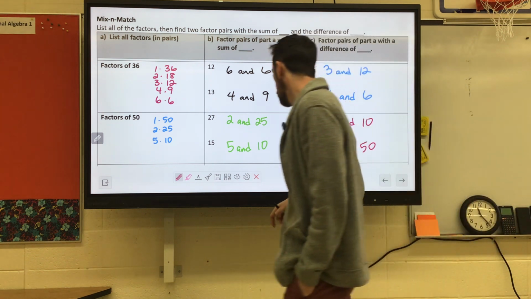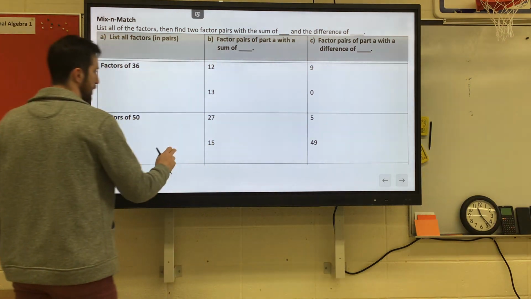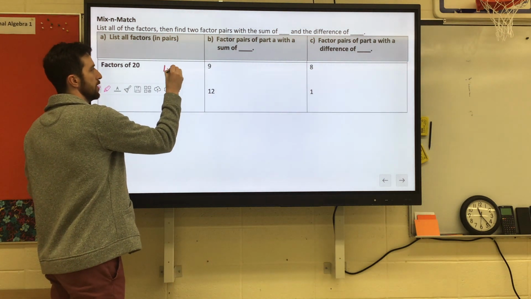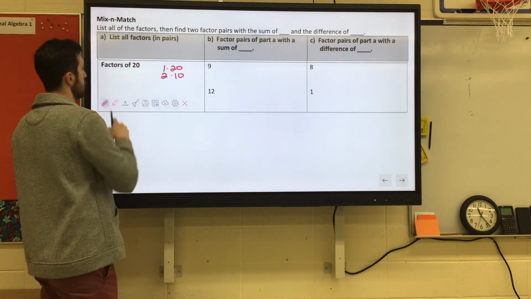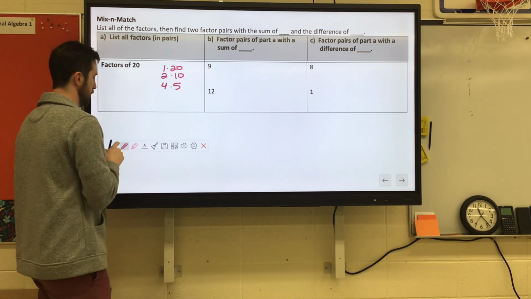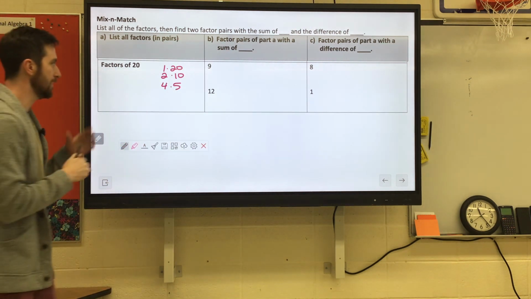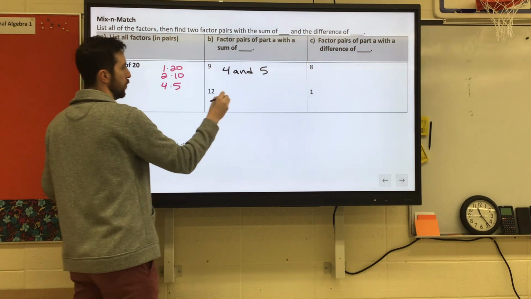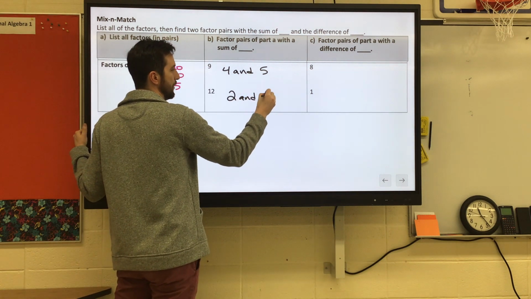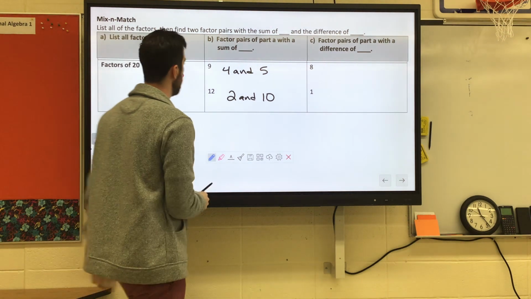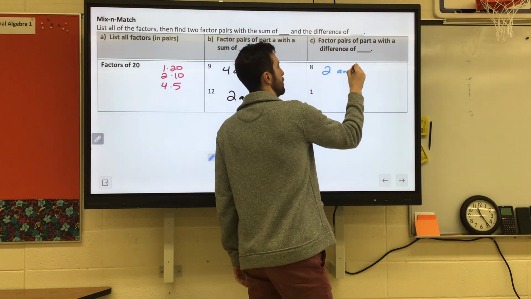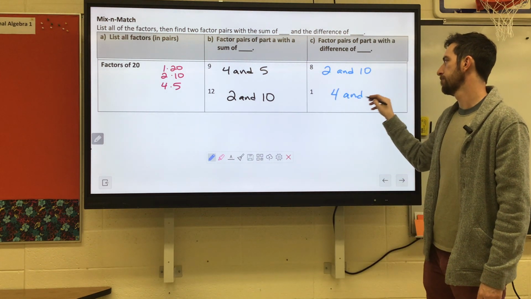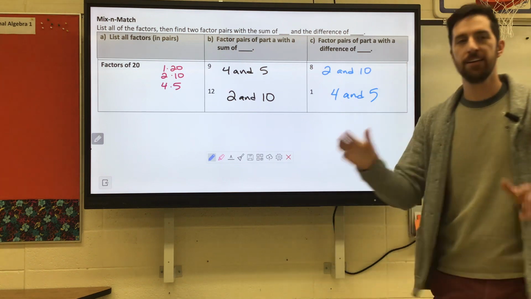One more. We're having fun. Factors of 20 include 1 and 20, 2 and 10, and 4 and 5. Which one of those sets adds up to 9? 4 and 5. Which set of those adds up to 12? 2 and 10. And then they have a difference of 8. That's 2 and 10. And which ones have a difference of 1? 4 and 5. Cool. We did it.